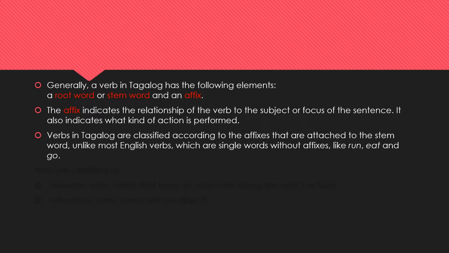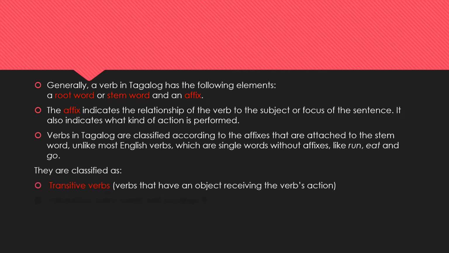Unlike most English verbs, which are single words without affixes, like run, eat, and go, they are classified as transitive verbs or intransitive verbs. Transitive verbs are verbs that have an object receiving the verb's action. Intransitive verbs are verbs with no object.